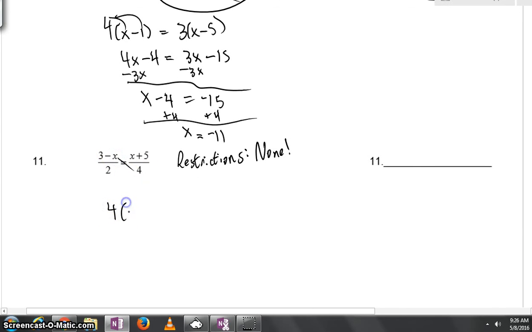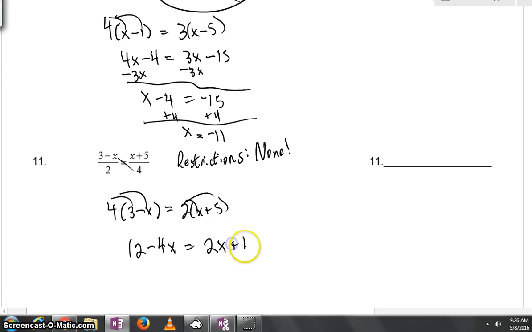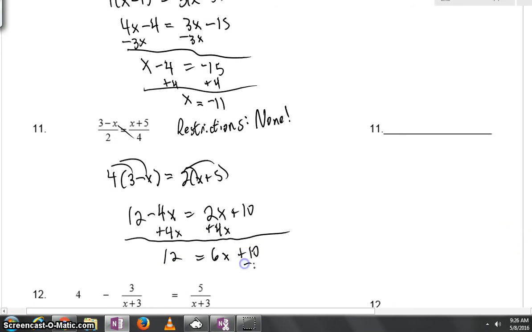So I'm going to take 4 times 3 minus x, cross multiplying. 2 times x plus 5, cross multiplying. Let's distribute. We'll get 12 minus 4x. Over here we'll get 2x plus 10. Tell you what, I'm going to add a 4x. 2x plus 4x will get me 6x. And then I'm going to actually subtract that 10. And I'll get 2 is equal to 6x.